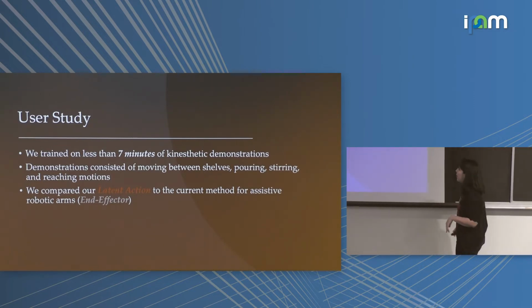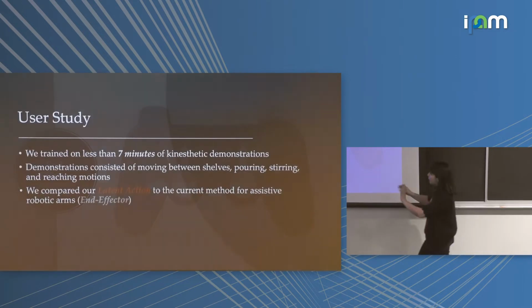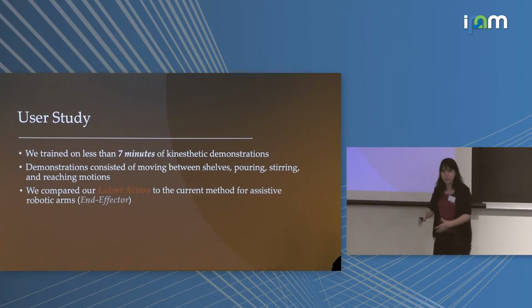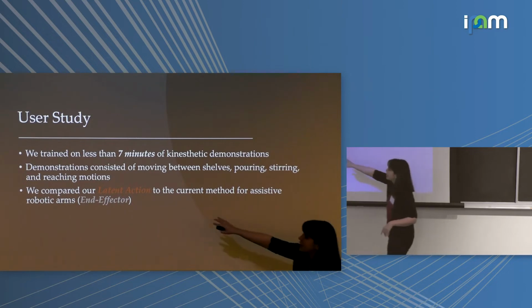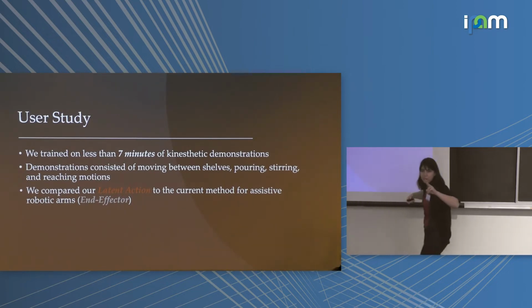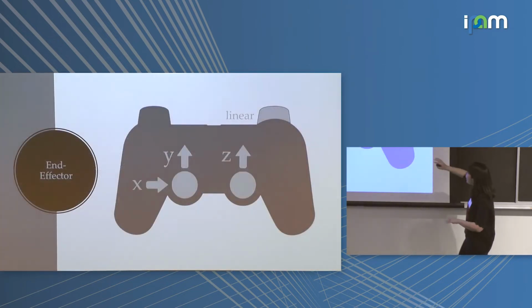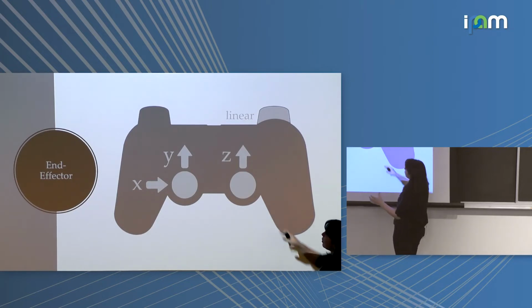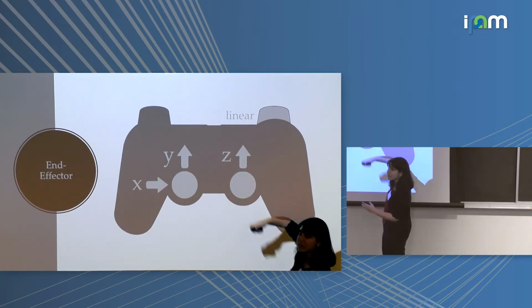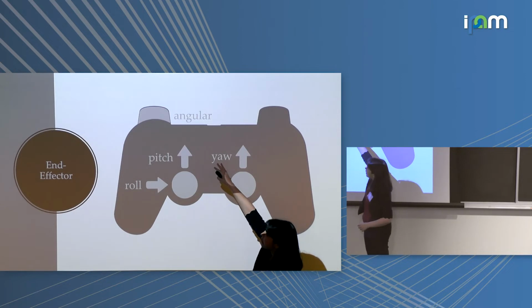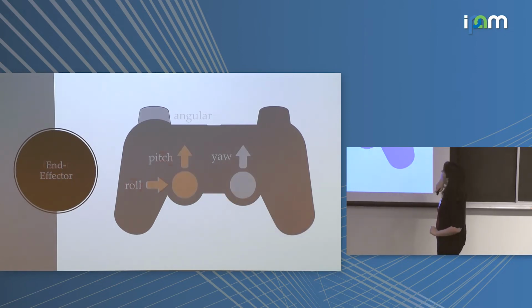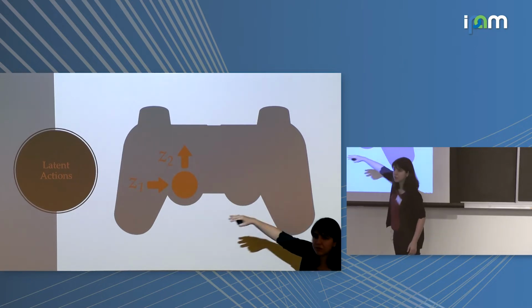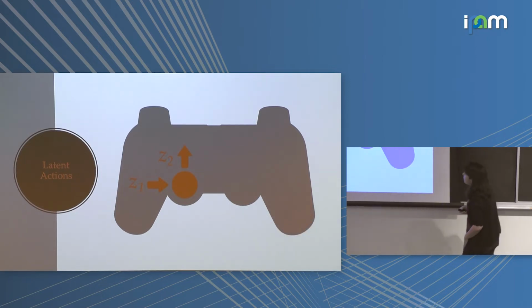All right. So what I'm comparing now is end effector control, which is what you saw in the first video, where you have to switch the modes, versus latent actions, which is a 2-degree-of-freedom control, trying to do the same task. So for end effector control, you have your joystick. You either do linear control, X, Y, Z, or you switch the mode and go to angular control, yaw, pitch, roll. And with our approach, we have 2 dimensions, Z1 and Z2.